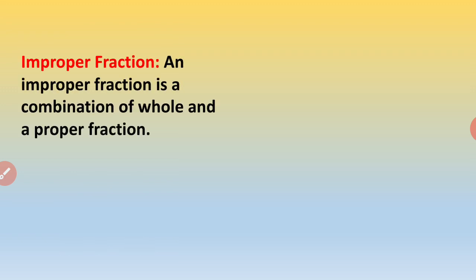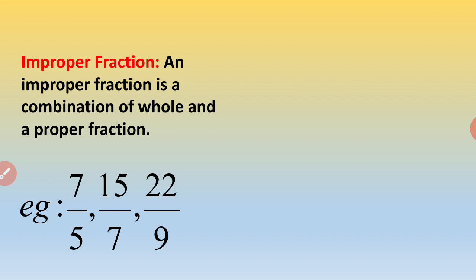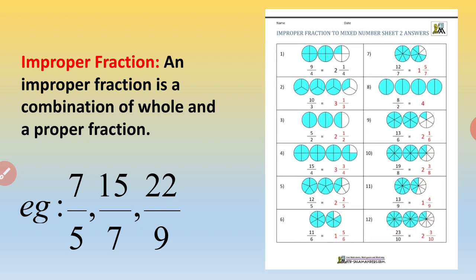The next one is improper fraction. An improper fraction is a combination of a whole and a proper fraction. So it will have a whole number as well as a proper fraction. We'll see all these things in detail now. Here, if you look at the first example, it is 9 by 4. Each figure is divided into 4 parts and in all 9 parts are shaded.